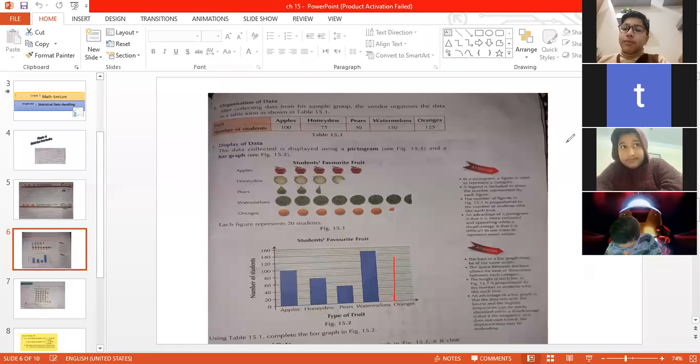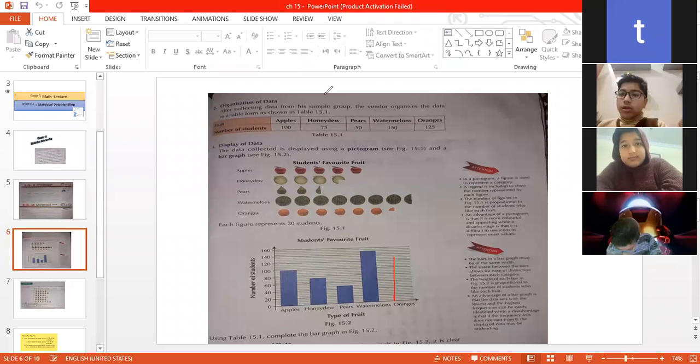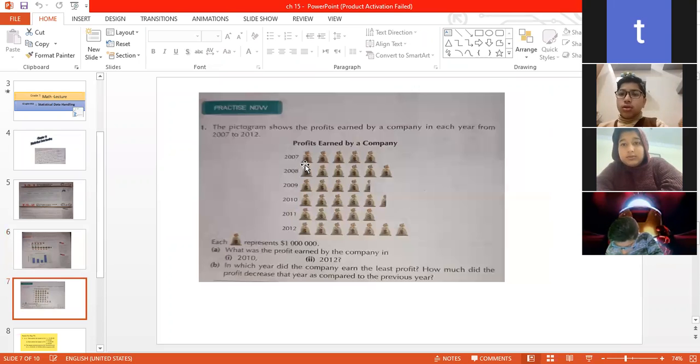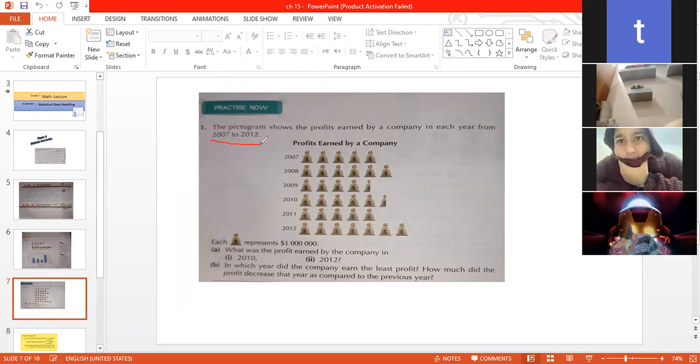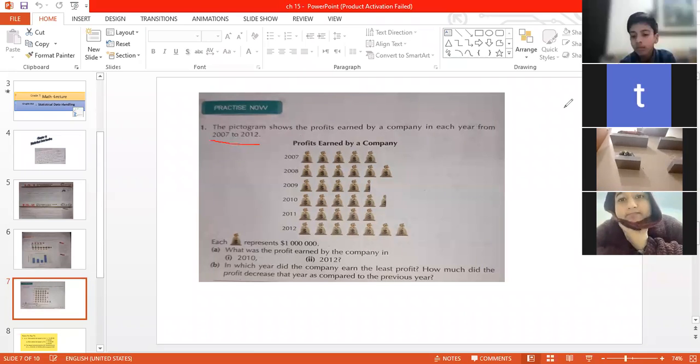Okay ma'am. Okay, so let's come towards the practice now question. When we are doing the practice now question, the concept will be clear to you. On your books, page 371, practice now. I will ask each of you for the answers one by one. The pictogram shows the profit earned by the company in each year from 7 to 12, right? Yes, Abdullah Waris?